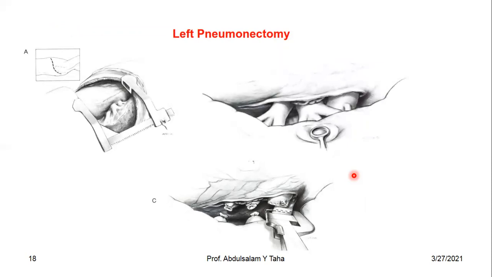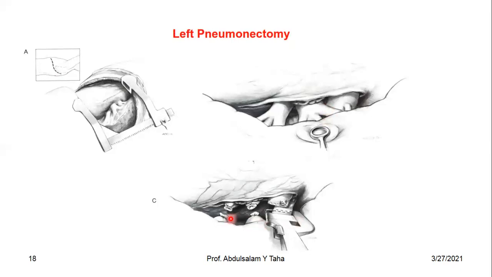Here we can see the procedure of left pneumonectomy in pictures. This is the position of the patient and the left posterolateral thoracotomy incision. And this is the intrathoracic appearance of the left lung. This is the anterior aspect of the left hilum, the left pulmonary artery at the top, and in front of it is the superior pulmonary vein, and at the inferior aspect of the lung hilum is the inferior pulmonary vein, and behind them is the left main stem bronchus.